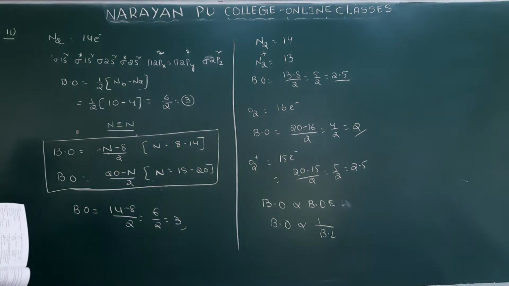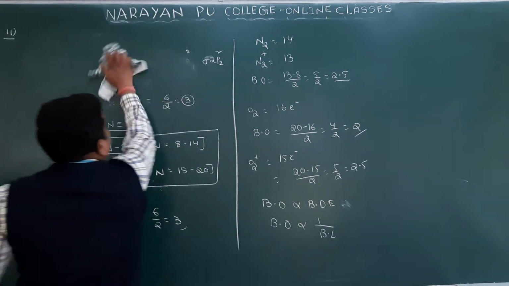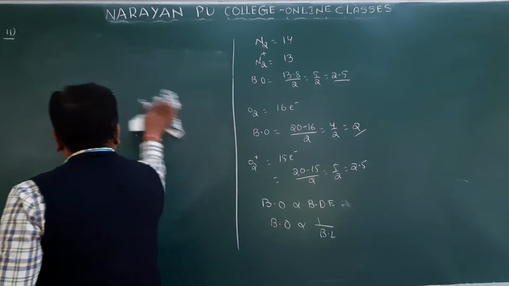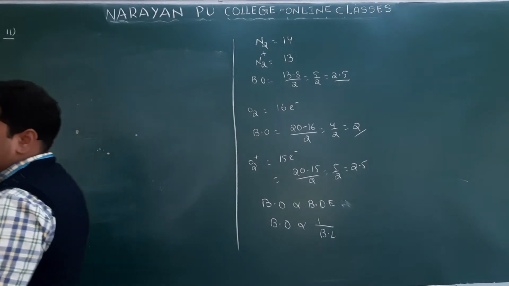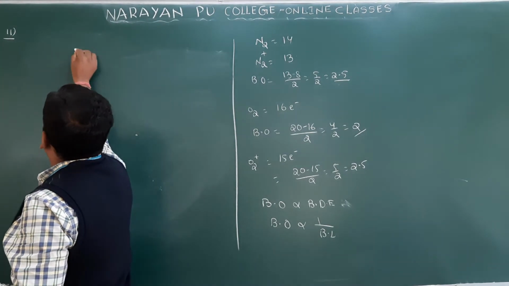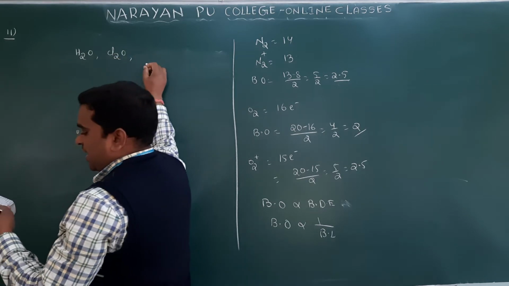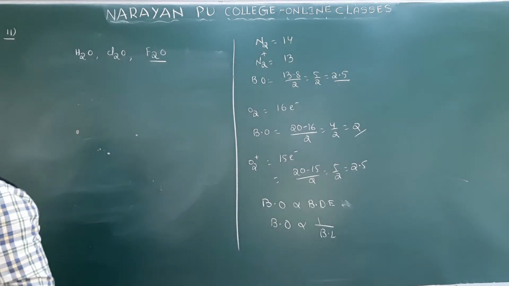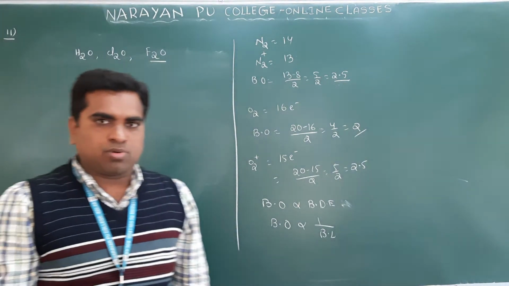Next one. See the 12th question, question number 12. They have given bond angle here. The question is based on bond angle. They have given H2O, Cl2O and F2O. Clear? They are asking for the order of bond angle for these compounds.